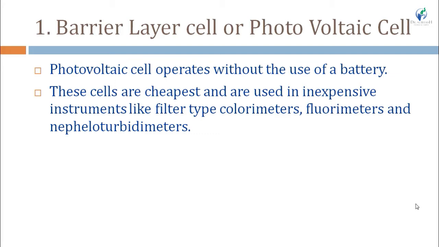And these cells are the cheapest, and so they are used in inexpensive instruments of the filter type, means the instruments in which filters are used as a monochromator, like colorimeters, fluorimeters and nepheloturbidimeters. In these instruments only these photovoltaic cells or barrier layer cells are used as a detector, and they do not need a battery.